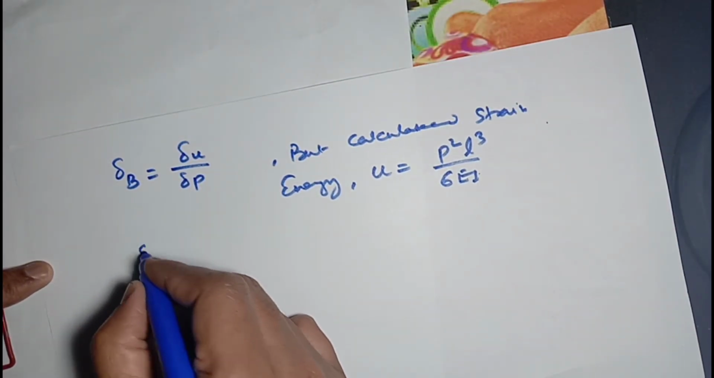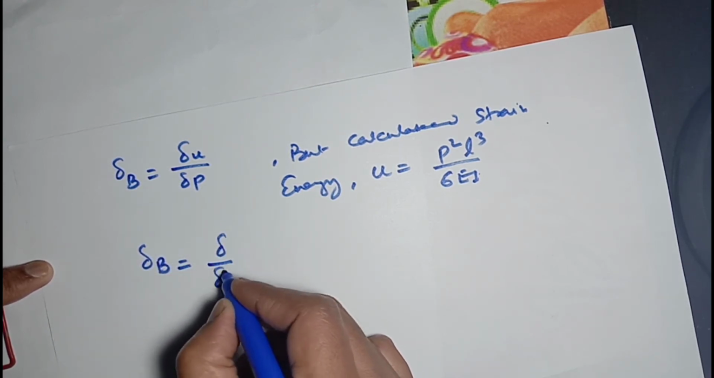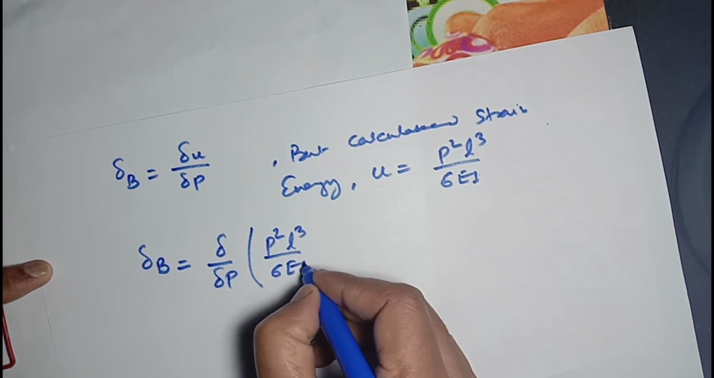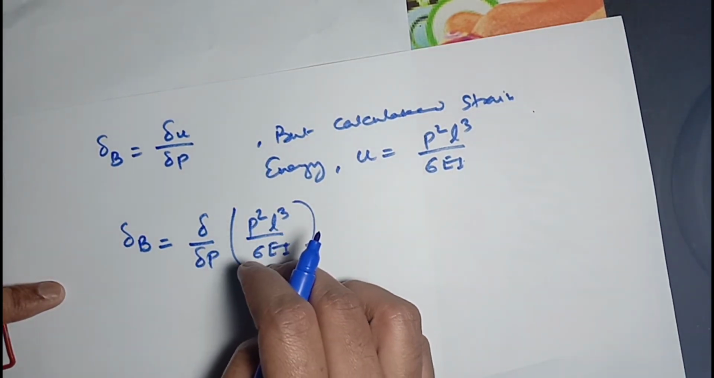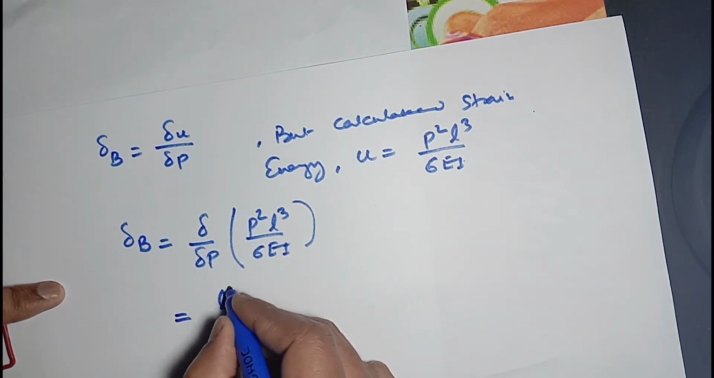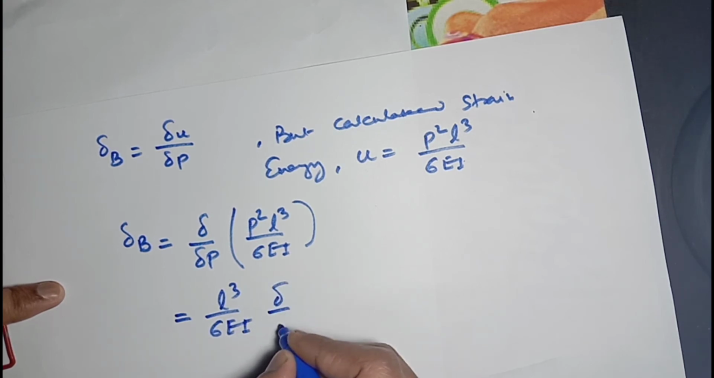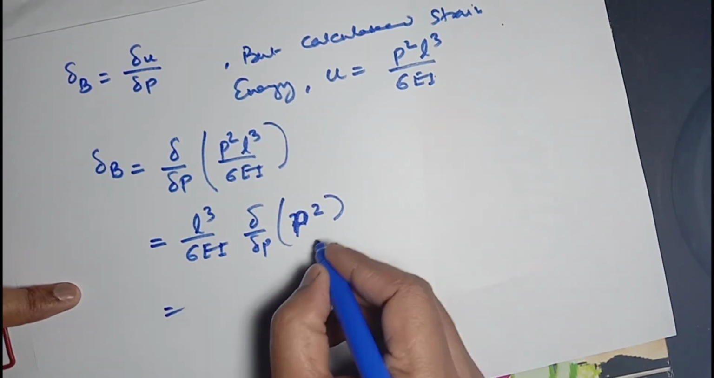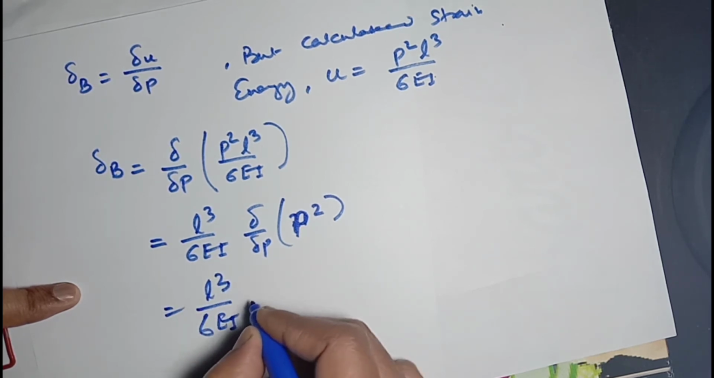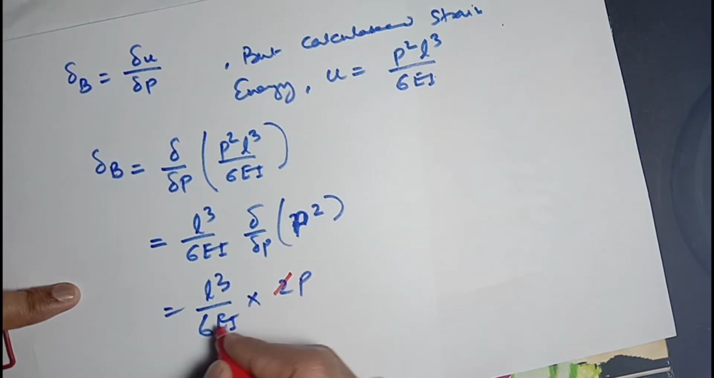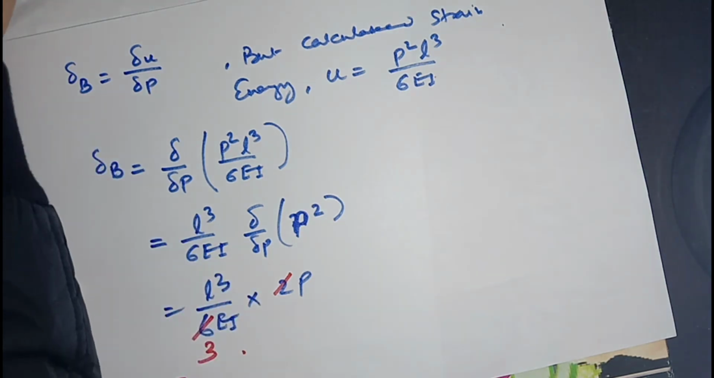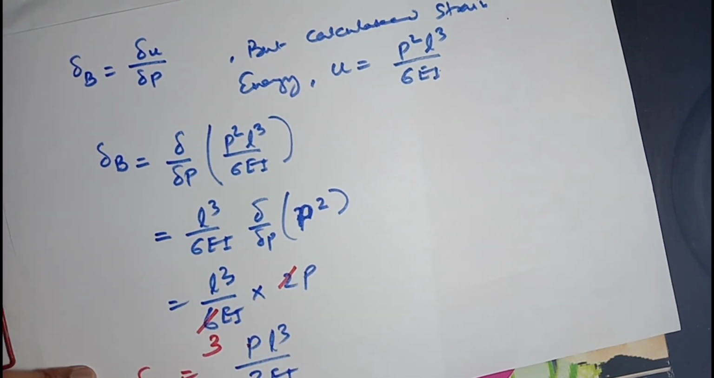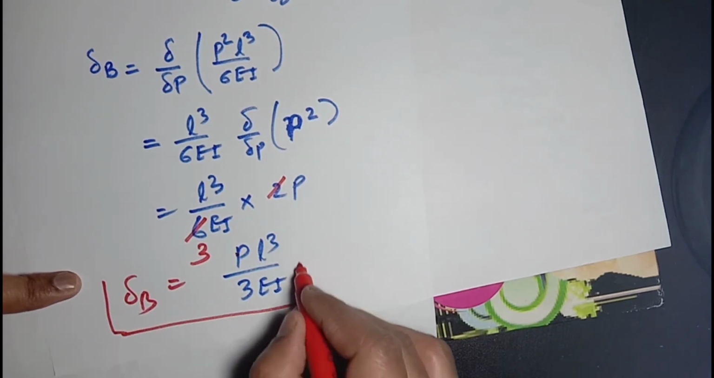Therefore delta B will be the differentiation of strain energy with respect to load, P square L cube divided by 6 EI. Here length is constant and flexural rigidity EI is constant, so L cube divided by 6 EI will be outside, and we differentiate with respect to load P square, and differentiation of P square will be 2P. Now it will be 3, so it will be PL cube divided by 3EI. This is nothing but the deflection delta B.